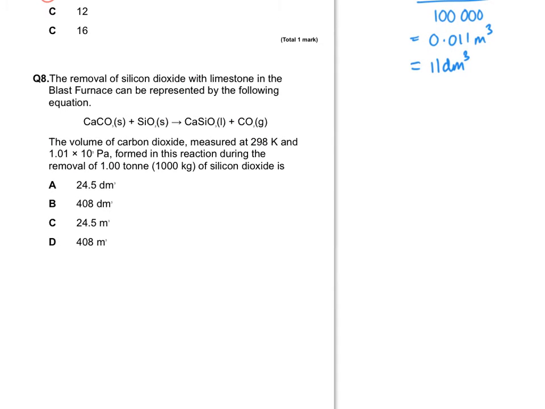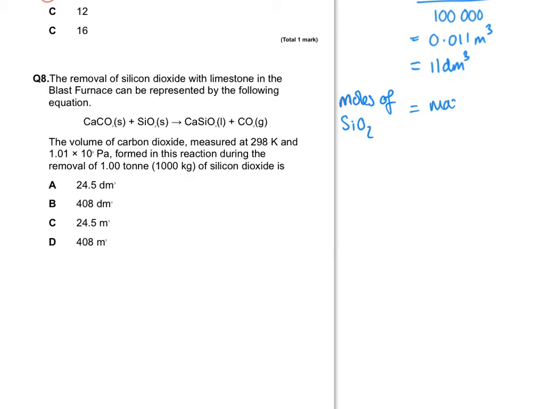Okay, the removal of silicon dioxide with limestone in the blast furnace can be represented by the following equation. We're trying to work out the volume of carbon dioxide. We've been given a temperature and a pressure, and we've been given a mass of silicon dioxide. Now remember, when we're dealing with moles, we're actually working in grams. And we've been given a value in tonnes and kilograms, so we need to convert it.